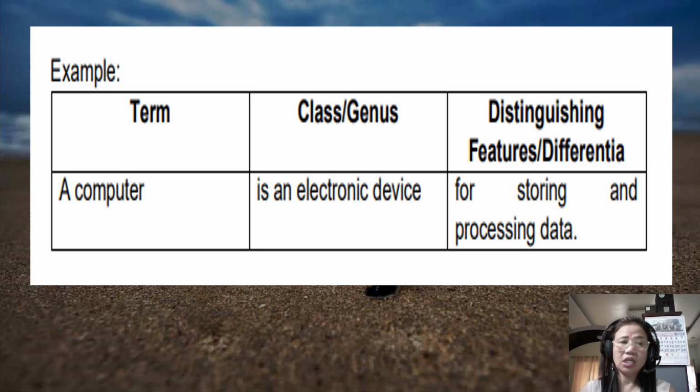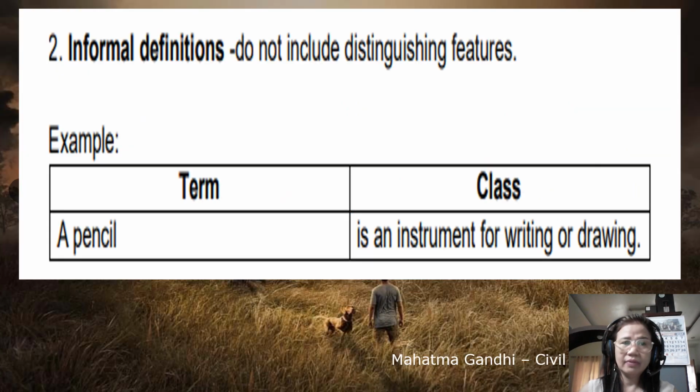Number 1 is a computer. If this is the word you wanted to clarify, what is a computer? So its class or genus is it is an electronic device. Next, distinguishing feature or differentia, it is meant for storing and processing data. So this is for formal definition.